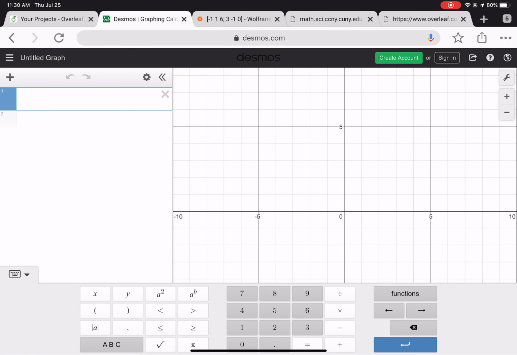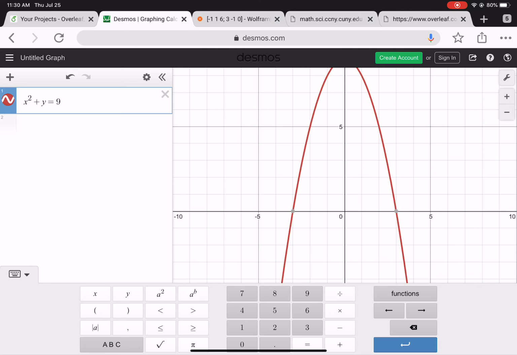Let's enter these equations. The first one that I gave you was x squared plus y equals 9. And the second equation is representing a different graph, so I'm going to represent this as a second graph: x minus y equals negative 3.